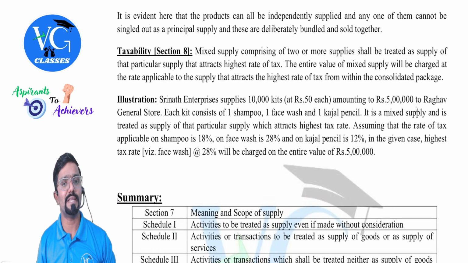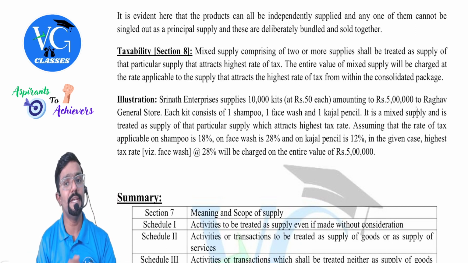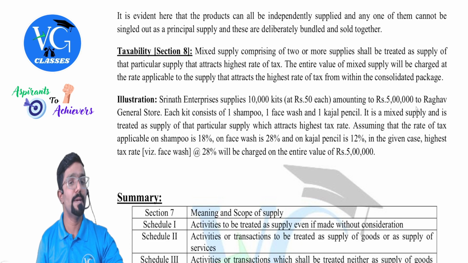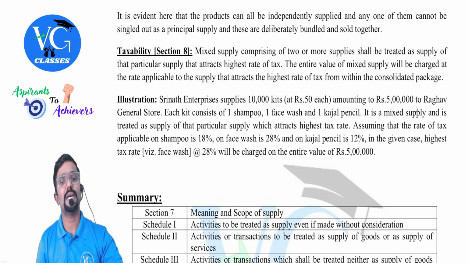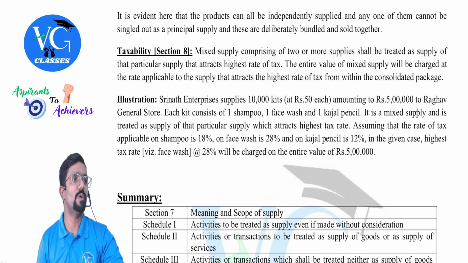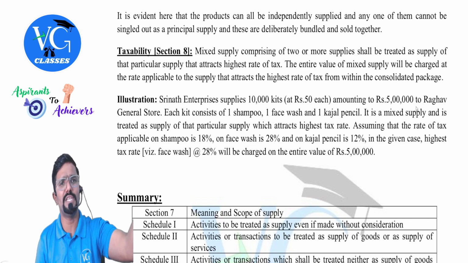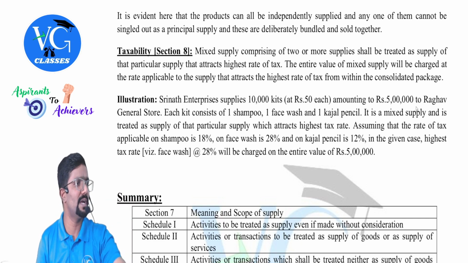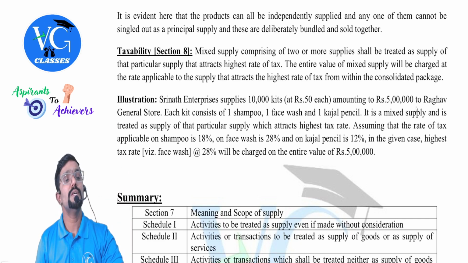It is evident here that the products can all be independently supplied and any one of them cannot be singled out as principal supply. And these are deliberately bundled and sold together. It might be a seller strategy to sell all this together for a single price.